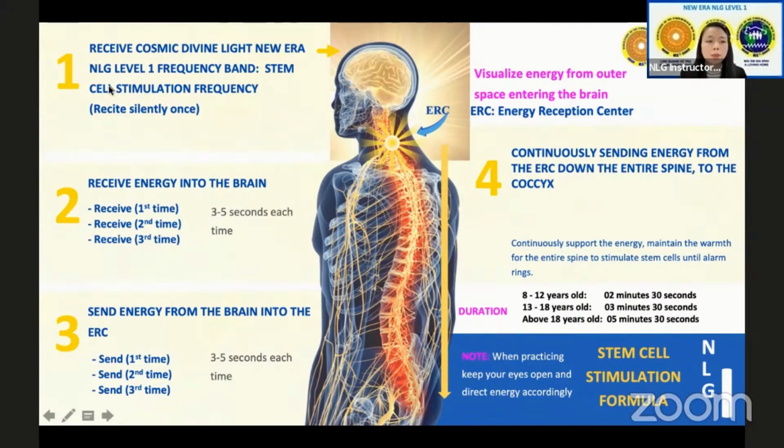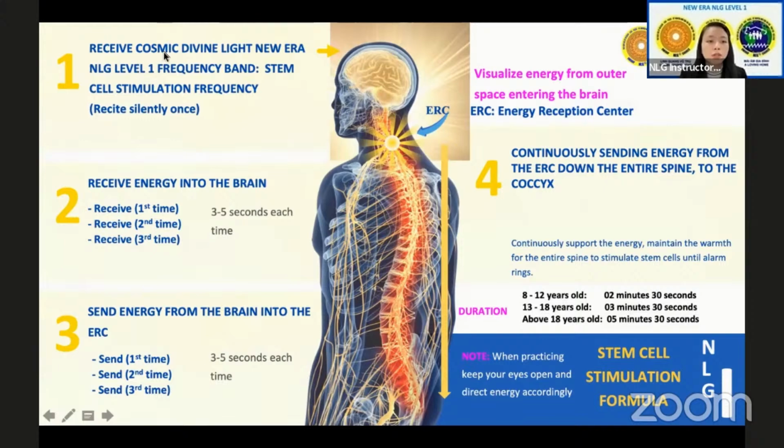All right, step 1: receive cosmic divine light, new era NLG level 1 frequency band, stem cell stimulation frequency. And of course, for all of the energy formulas, you do not need to read them out loud. What you do is recite them in your head. All of these steps, even this part where it instructs you what to do, you also recite silently in your head, and then you direct energy accordingly.